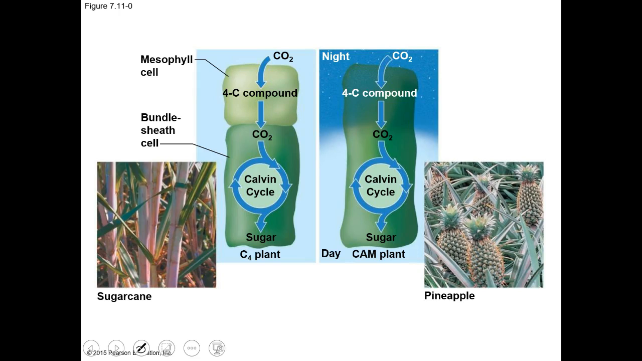Basically what's happening here is that the light reactions are happening in the mesophyll cells, and the Calvin cycle actually goes on in the bundle sheath cells, so the two processes are separated by cells. And then for CAM plants, we do the light reactions during the nighttime, and then during the day we utilize the Calvin cycle. So a little different for those.